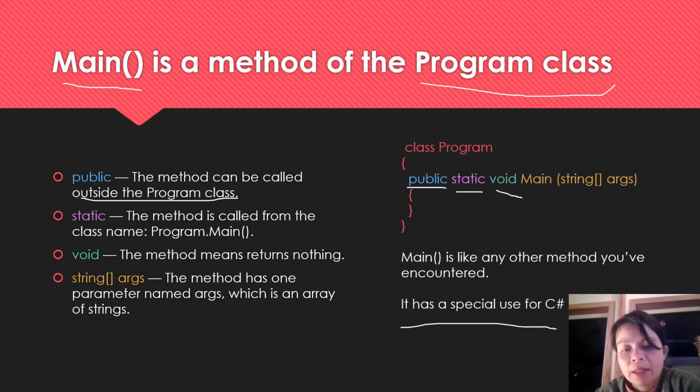And then this is the name of the method, and then here you have the parameters. This method has one parameter named args, which is an array of strings. Okay, right? A string array. So we understand what all this is, right? All broken down. And that brings us to the end of this PowerPoint.